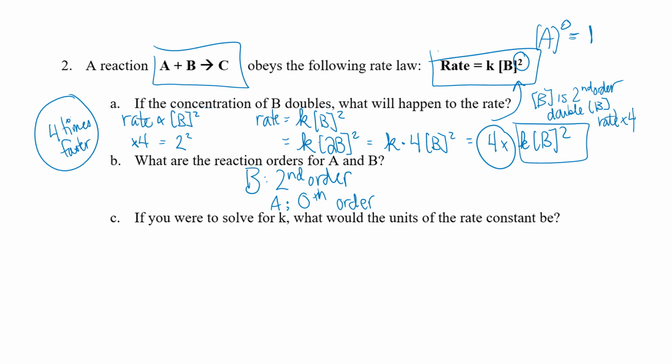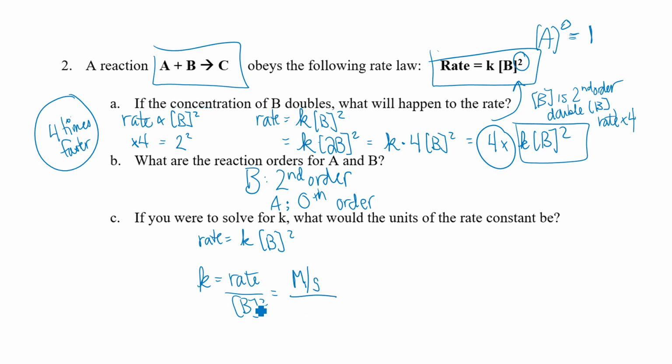And now let's take a look at how we could solve for K. So here's our equation, rate equals K[B] squared. This is an equation, we can do some algebra with it, so we can rearrange and solve for K. So K equals rate divided by [B] squared. We are not given numerical values for these here, but we do know what the units typically are. So we know that the rate is measured in some molarity per time. I'm going to assume that it's seconds because that's the most common one.